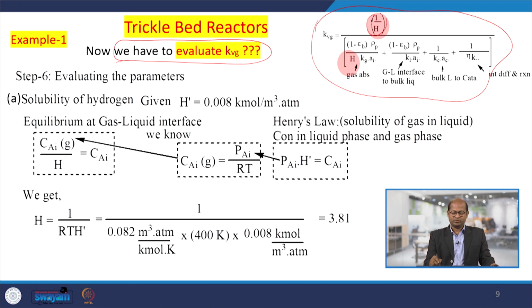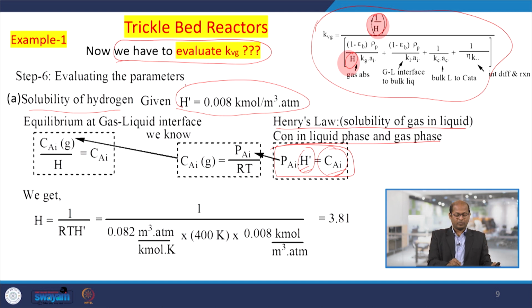So, first we will find out H. How to find out H: H prime is given, the solubility of hydrogen is given, that is H prime equals 0.008 kilomole per meter cube per atm. And from Henry's law, that is the solubility of the gas in liquids, this equation: PAI into H prime equals CAI, that is the interfacial concentration at the gas-liquid interface, the concentration of the component. If you know H prime, which is given, and you put in the partial pressure of component A, then CAI you can get.